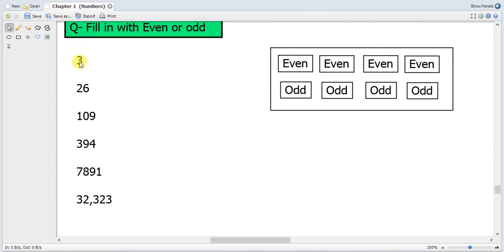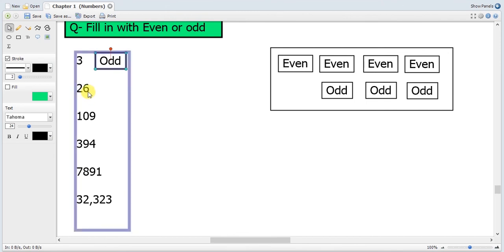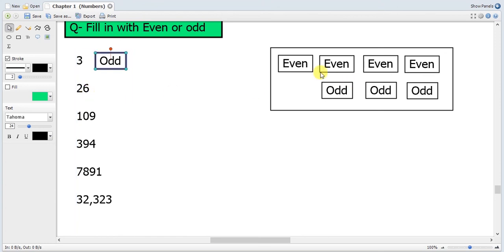The first number is 3. So is this even or odd? It ends with 3. So yes, it is an odd number. Keep in mind those sequences of numbers that lie in each category of either odd or even. Next it's 26. Forget about the 2. Focus on the digit 6, the digit at the unit place. 6 lies in the category of even numbers. So yes, it is an even number, right?